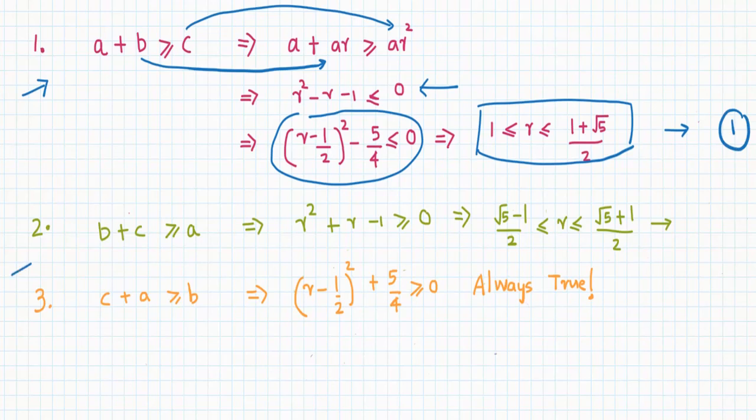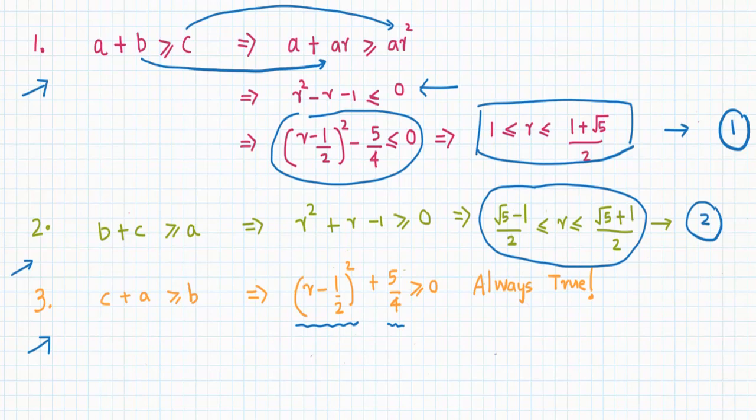The second inequality is B plus C greater than or equal to A. By doing a similar exercise, we find that this is the range of R that satisfies the second inequality. Let's call this equation 2. And now let's go to the third inequality, C plus A greater than or equal to B. We get (R minus 1 by 2) whole squared plus 5 by 4 greater than or equal to 0. This is always true because the sum of a positive quantity, (R minus 1 by 2) whole squared, and another positive quantity must be positive.